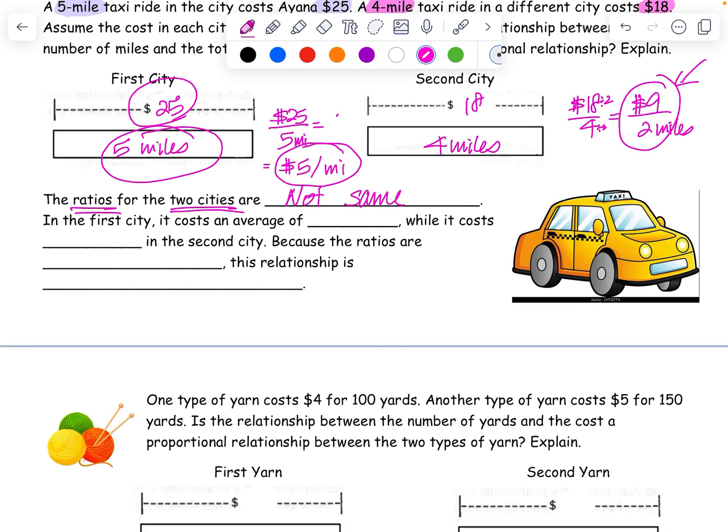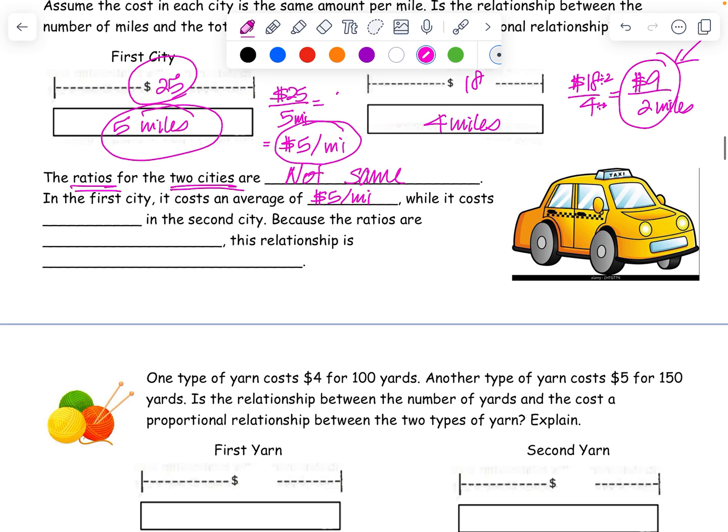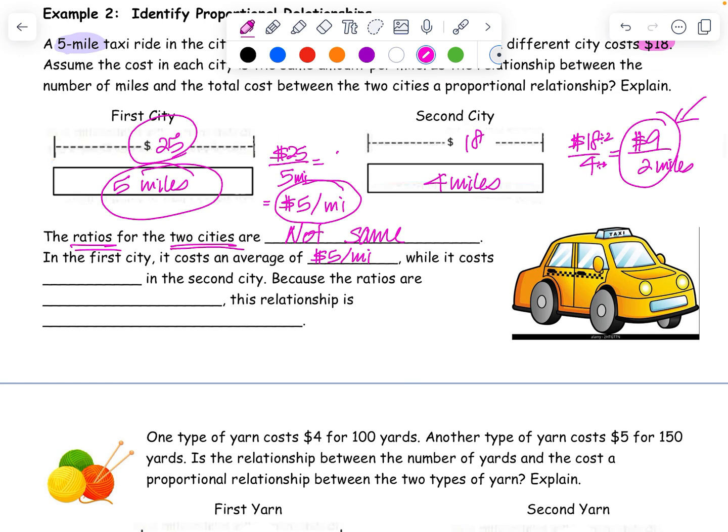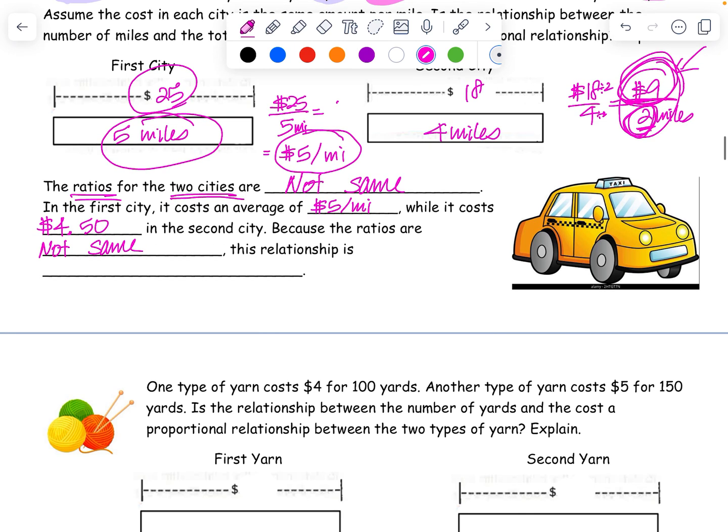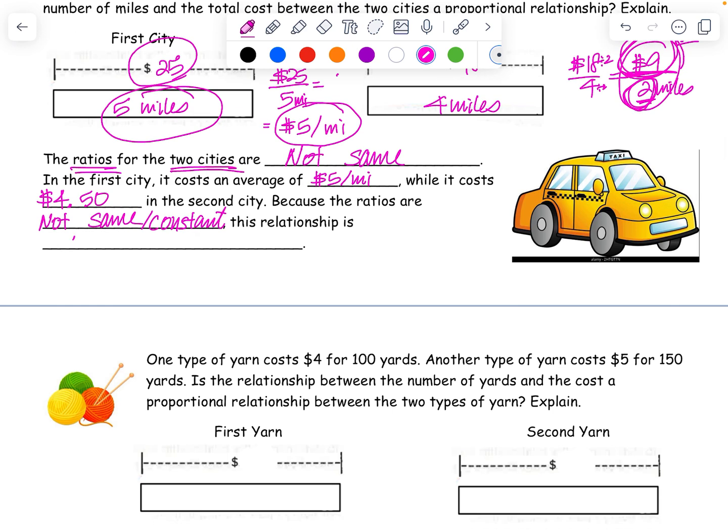In the first city, it costs an average of $5 per mile, so let's look at the per mile price. If it's $9 for 2 miles, then for 1 mile, half of the 2 miles, it will be half of $9, which is $4.50 in the second city. Because the ratios are not the same, not constant. Maybe we should write constant. Not constant. The relationship is not proportional.